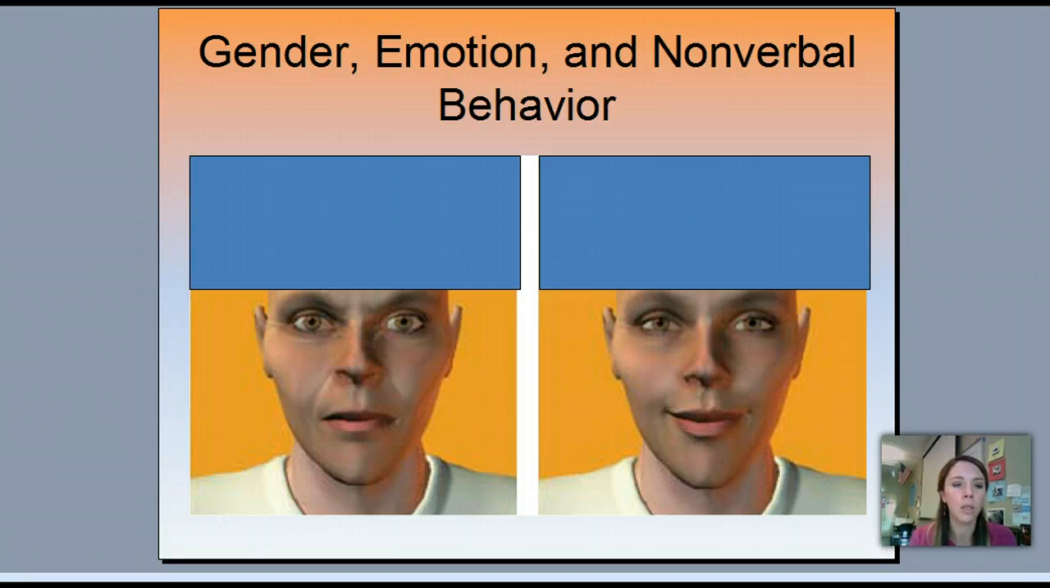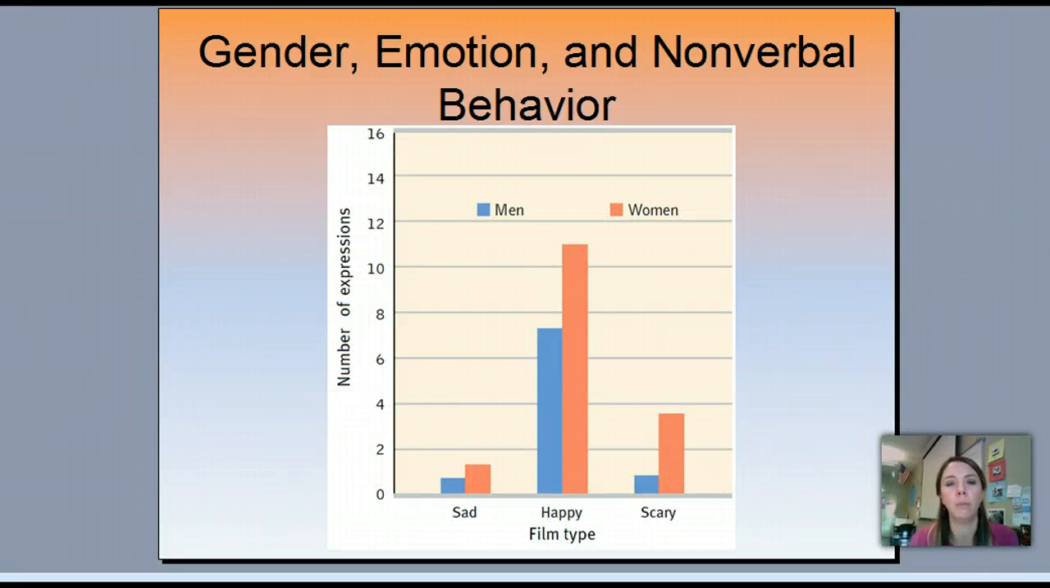Okay, so let's look at more differences between men and women. Very interesting as far as expressive emotion. So here are men and women watching different types of movies. I want you to look down here. This is their film type. So they're watching a sad movie, a happy movie, or a scary movie. And what they were measuring was the number of different expressions that were on the faces of either men or women, right? So during sad movies, women had one expression, or I'm sorry, in between, like one, this doesn't even make sense. This must be an average because you can't have 1.5 expressions.